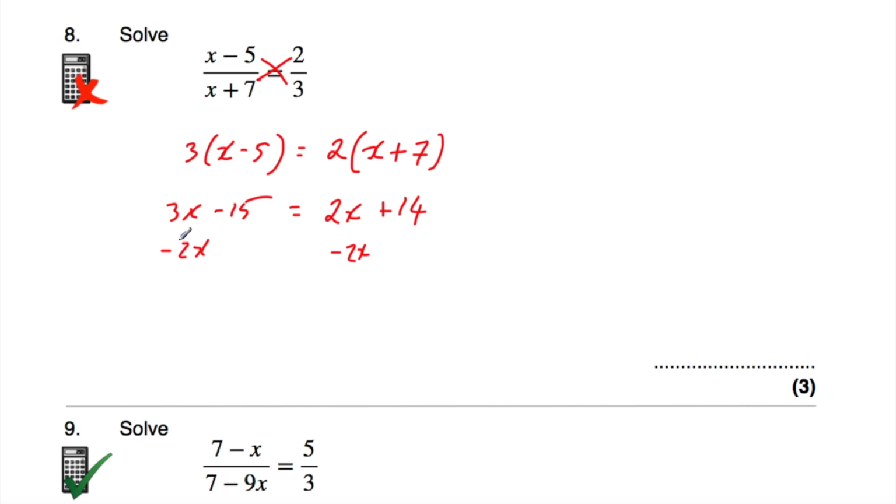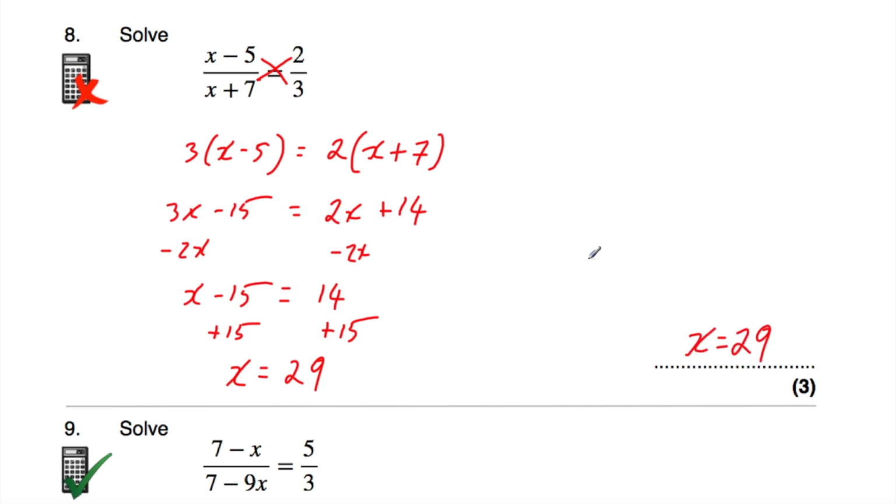3x minus 2x is just 1x, or x, so x, and then we've still got our minus 15. And that equals, on the other side of the equation, we had 2x plus 14. We're taking away 2x's, so we'd just be left with 14. So we're almost there. We've got x minus 15 equals 14. Let's get rid of this minus 15 by adding 15 to both sides of the equation. So if we add 15 to the left hand side of the equation, we'll be left with x. And then the right hand side of the equation, we had 14. Add 15, that's equal to 29. So x is equal to 29.